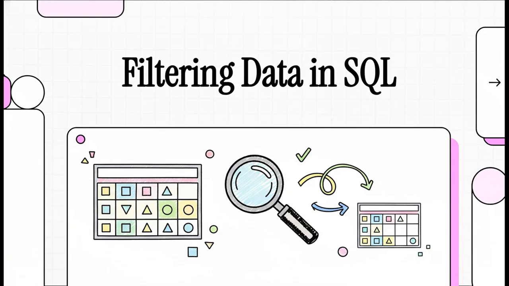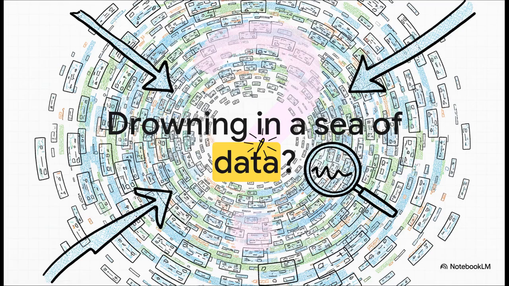All right, today we're jumping into one of the most fundamental skills you'll ever need when you're working with data: how to find the exact piece of information you're looking for using SQL filtering. You know the feeling, right? You're staring at a database with millions, maybe even billions of rows of data. Trying to find that one specific thing you need can feel completely overwhelming, kind of like searching for a needle in a giant digital haystack.